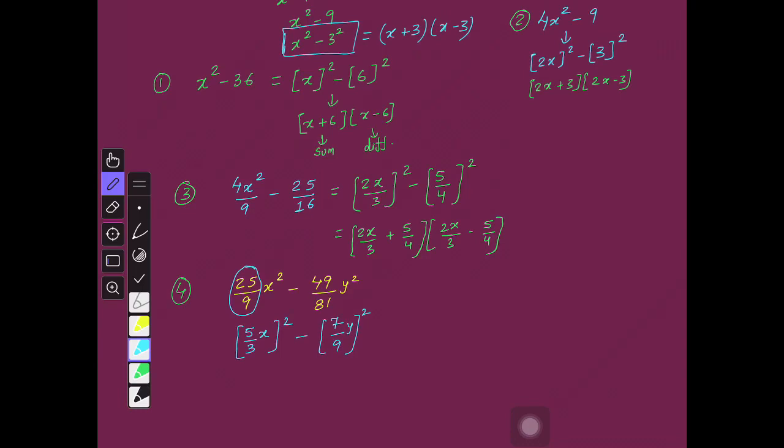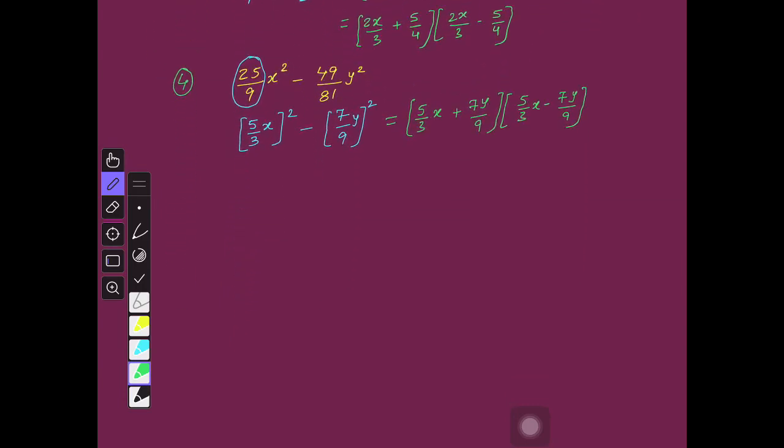So we got the squares on both ends, minus in the middle, so it's simple. Add and subtract. 5x over 3 plus 7y over 9 in one parenthesis, and second, 5x over 3 minus 7y over 9. Okay, you can check it just in case. So keep trying. Thank you.